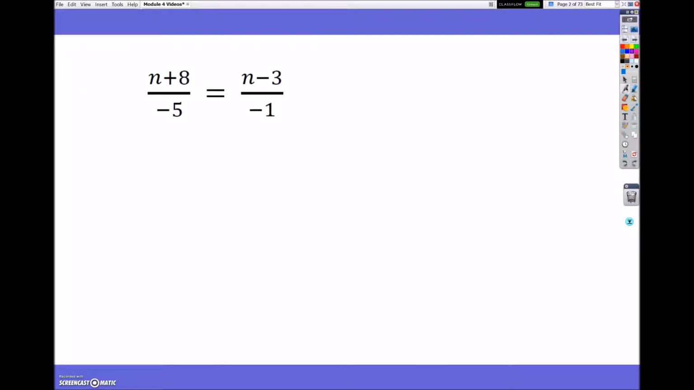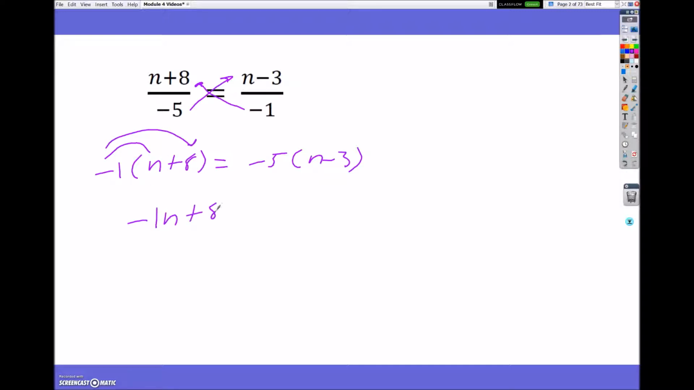So whenever we have two fractions that equal each other, how I solve these is I'm going to cross multiply. So I'm trying to solve for the variable n here. And I'm going to do that when I cross multiply. I'm going to get -1 parentheses n plus 8 is equal to -5 times the quantity of n minus 3. Now all I'm going to do is distribute to both terms to get -1n minus 8 is equal to -5n plus 15.